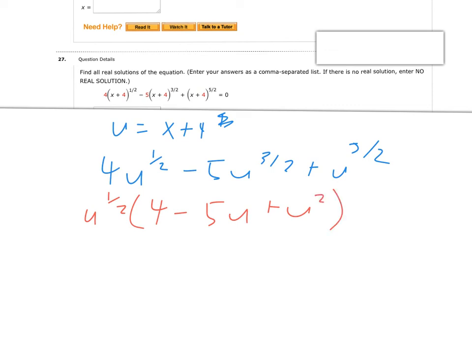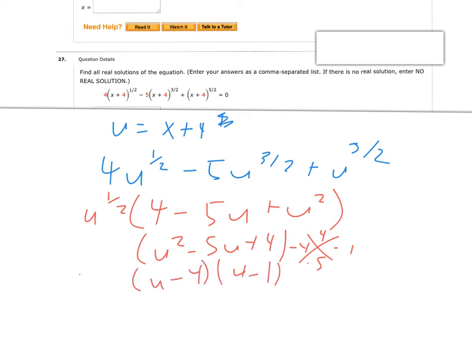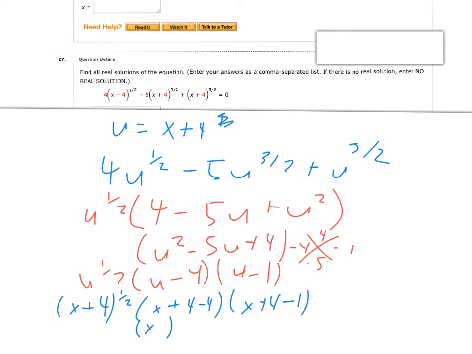Okay, so now I'm going to rearrange this in here. So we'll call this u squared minus 5u plus 4. And then I can factor that, negative 4, negative 1. So u minus 4, u minus 1. And then I can plug my u's back in. So I get x plus 4 to the 1/2 power times x plus 4 minus 4 times x plus 4 minus 1. So this will become just x, and this will become x plus 3. And this will become x plus 4 to the 1/2.